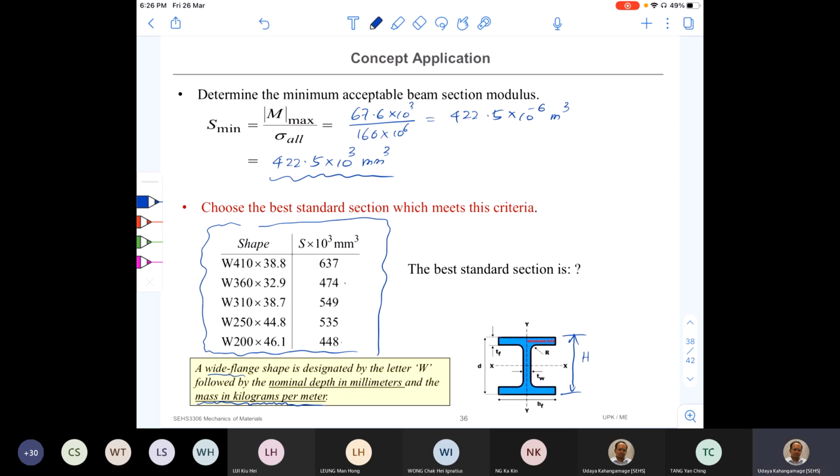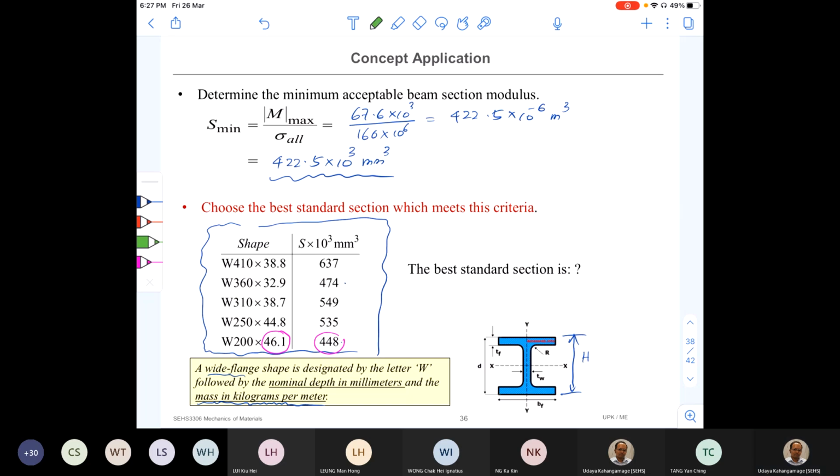So then we have to use a member which is lighter and also which can satisfy the section modulus requirement. Section modulus requirement is satisfied by all the members here, any shape. But then which one is the best by considering its mass? So we can look at from the first one, lowest section modulus is 448 and its mass is 46.1 kilograms per meter. So this is the first one.